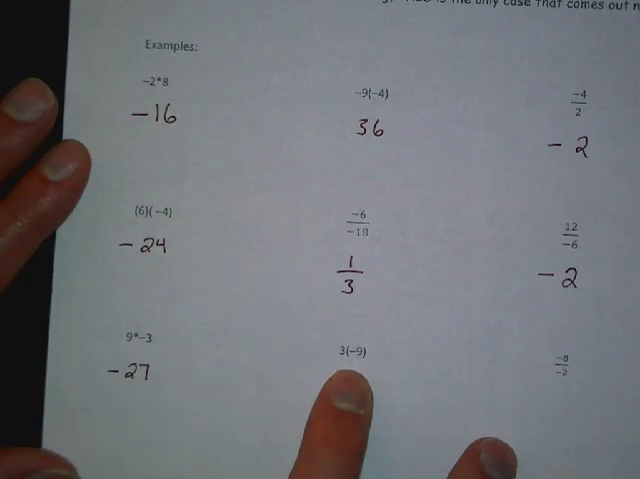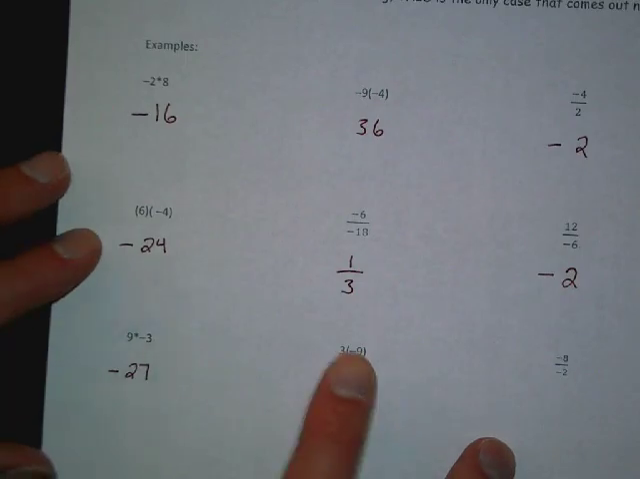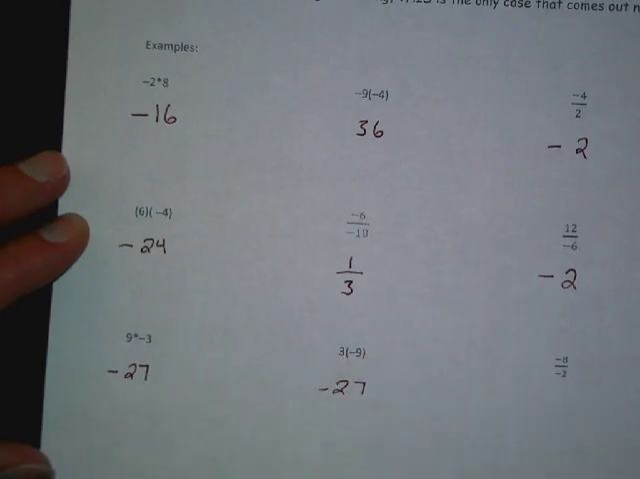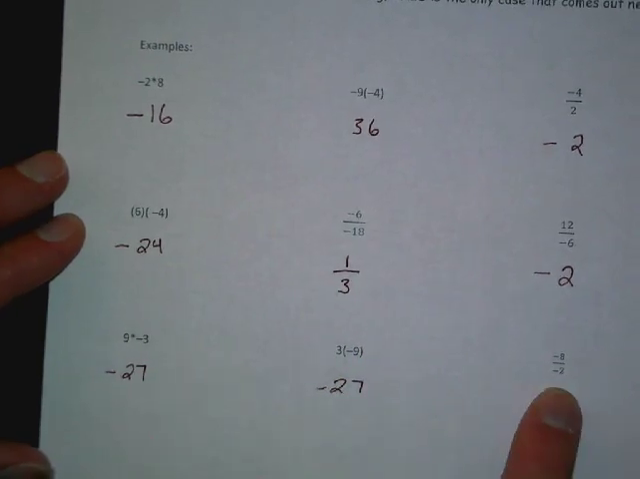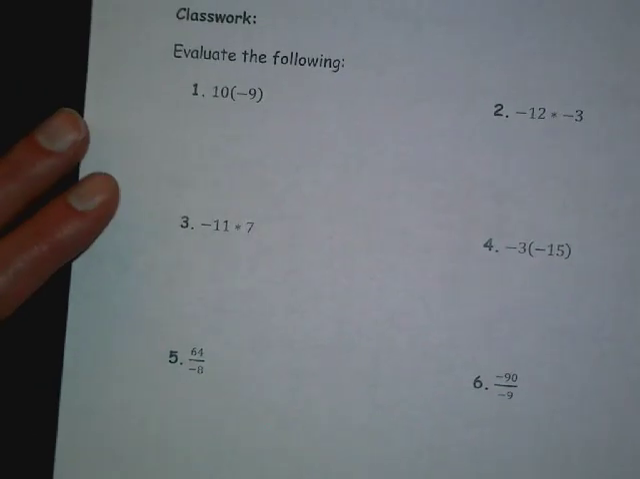27, right. This is really the same thing, isn't it? Just we put the negative on a different number. This was 9 times negative 3. Here we got 3 times negative 9. So we should still get negative 27. And then the last one here, we got a negative divided by a negative. Positive, right. So 8 divided by 2 gives you 4.